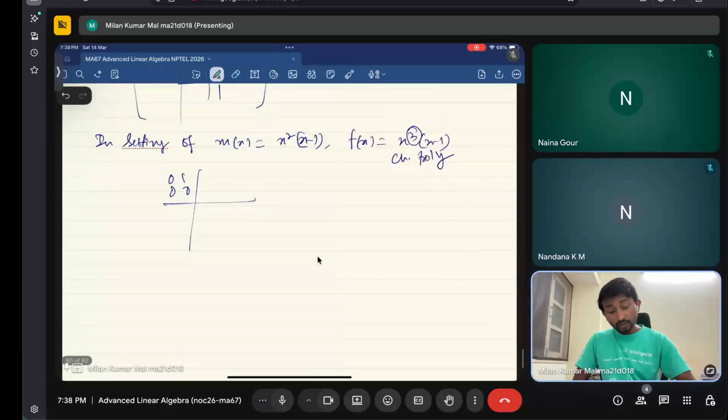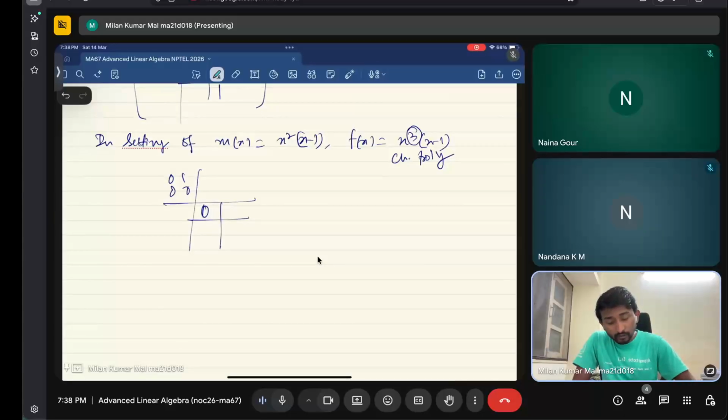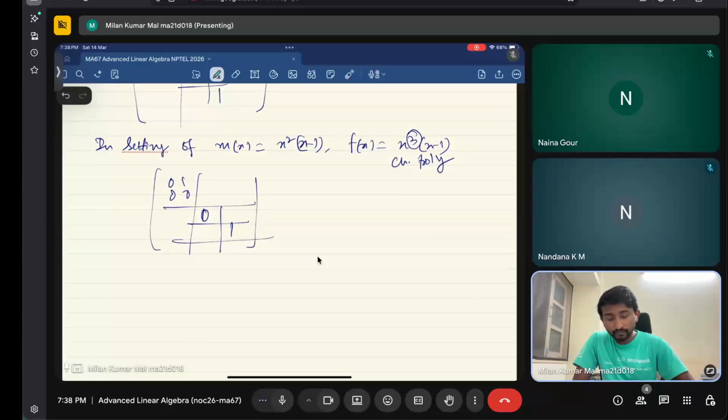So one block will be of size 2. What are the other blocks? We have to fill 3 corresponding to the 0 eigenvalue, so there is one more block, which is of order 1, because I have to fill 3, and corresponding to 1 there will be one block. So these are the Jordan canonical forms.